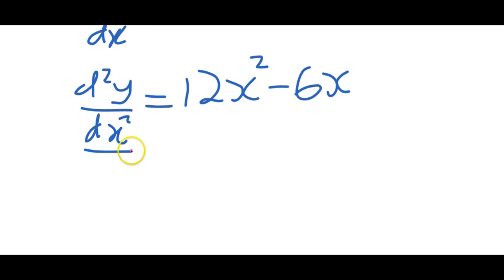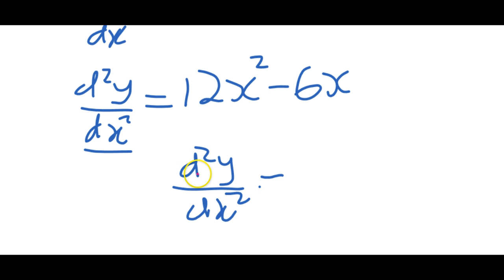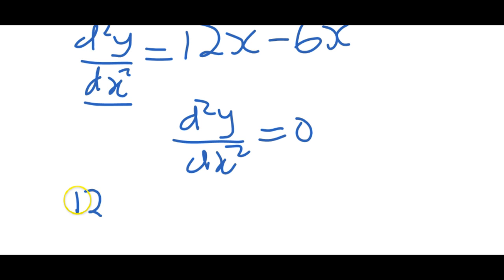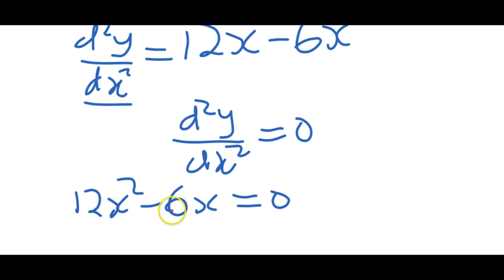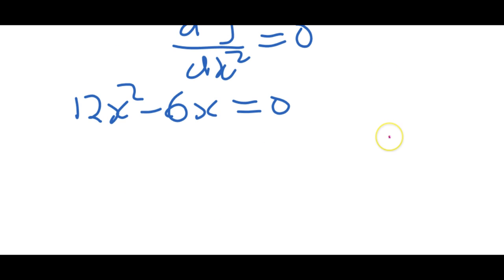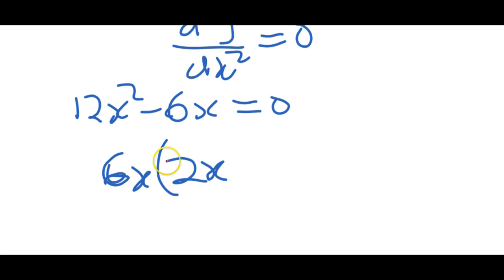I mean, the function is 0 means that we are saying d squared y over dx squared is equal to 0, which means that 12x squared less 6x should be equal to 0. Then we find the values of x. So to find the values of x, we can easily do the factorization here by factorizing 6x out. Then we have 2x minus 1 equals 0. Right. Yeah, that is correct.